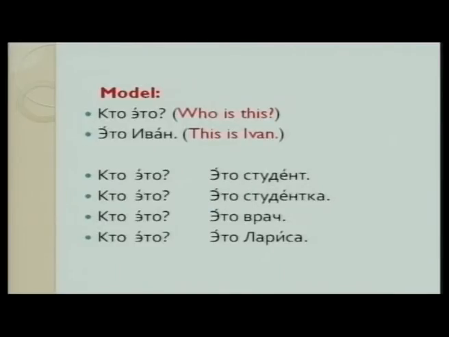Now we will be learning about the animate objects. These animate beings are used with the help of the expression кто это, which means who is this? Это Иван, this is Иван. Кто это? Это студент. Кто это? Это студентка. Кто это? Это врач. Кто это? Это Larissa. Here all beings used are of animate nature.